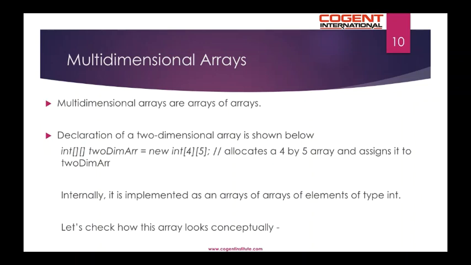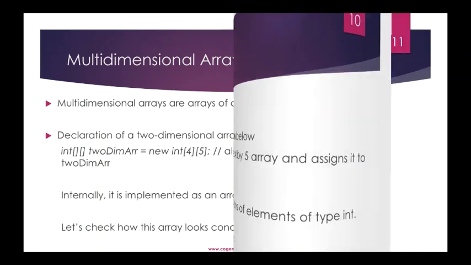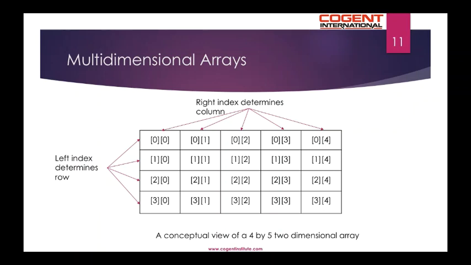Internally, it is implemented as an array of arrays of elements of type int. So let's check how this array looks conceptually. Here's a conceptual view of the 4 by 5 two-dimensional array. So the left indices determine the row and the right indices determine the column.